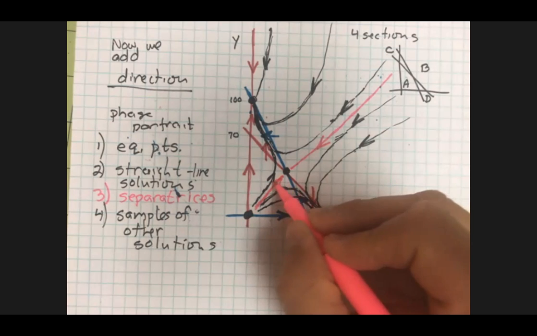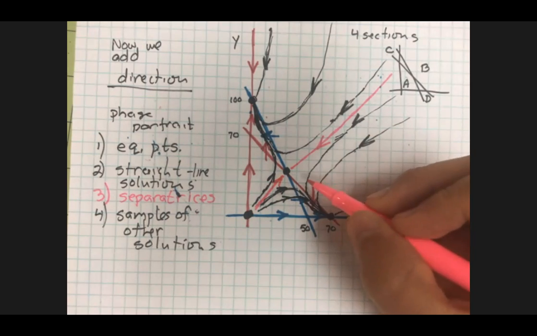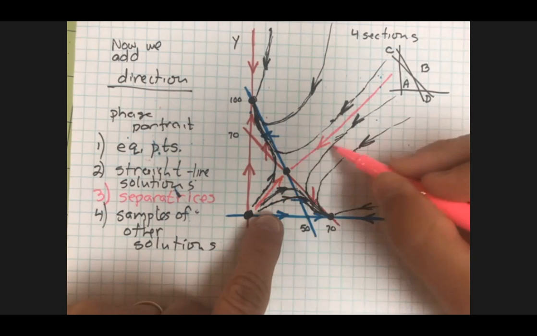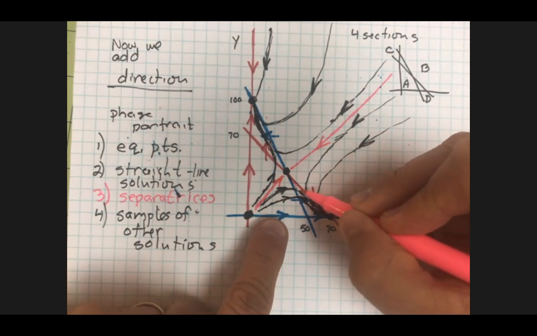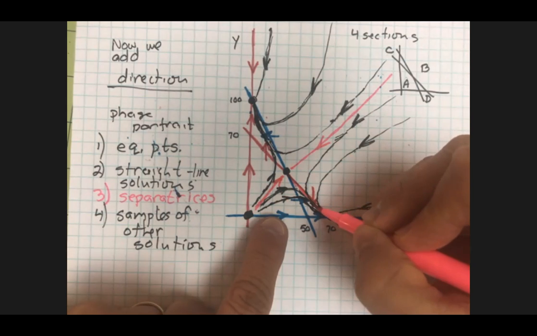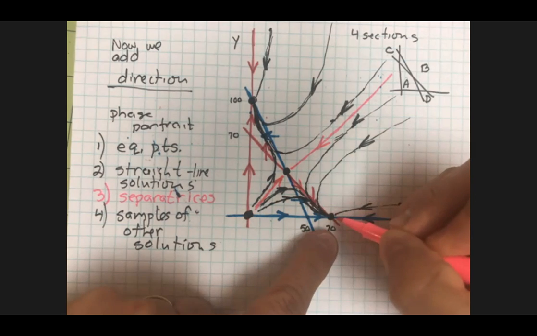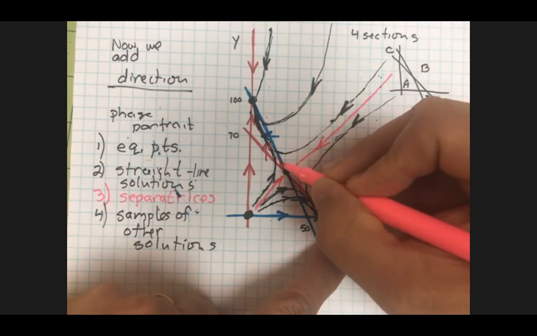So I've got two curves diving into that point, but likewise, since it's a saddle, I have two curves diving out of that point. And what do they separate? They separate the curves coming from below from the curves coming from above. And it's neither on the blue line or on the red line. It's probably in between the blue line and the red line, and it heads towards that sink. Oh, that looks like a sink. Possible sink at 70. And there'll be a separatrix here.